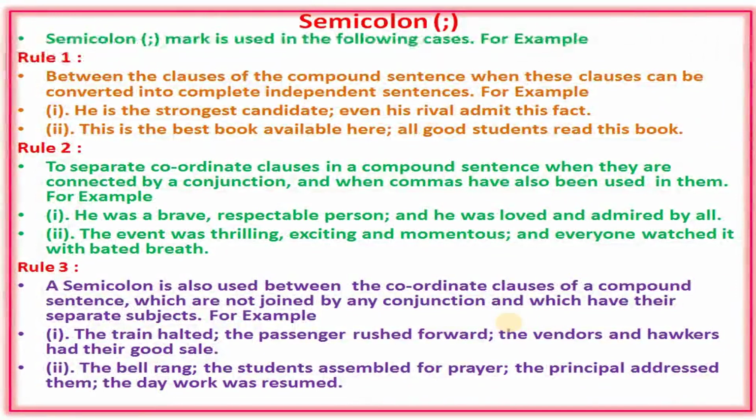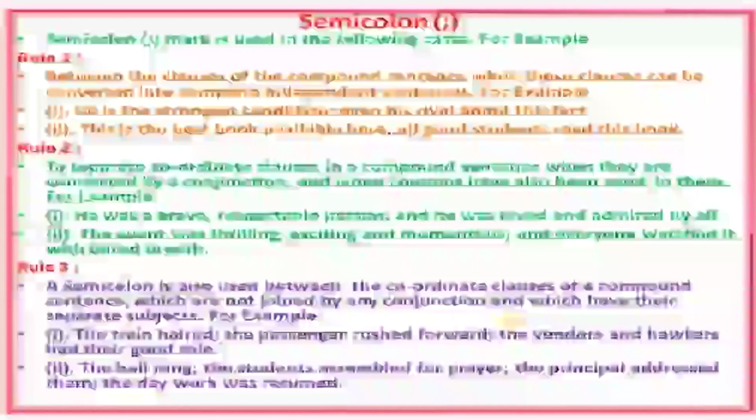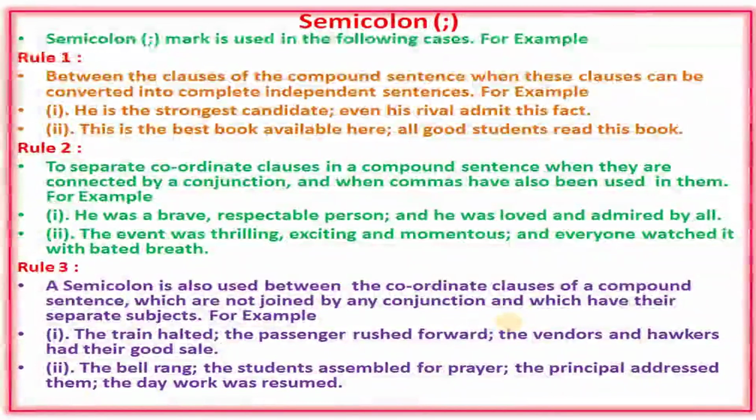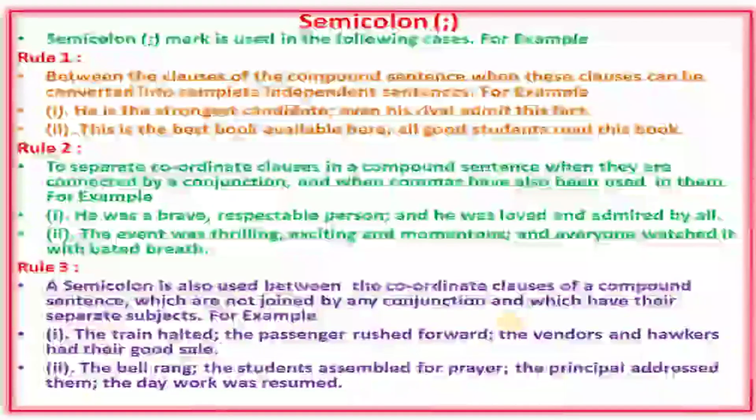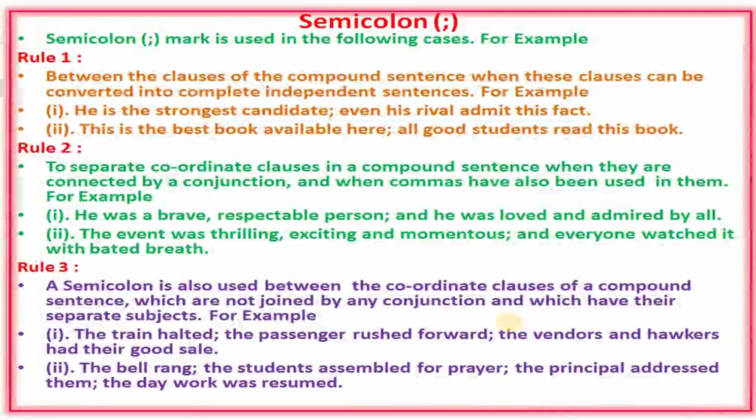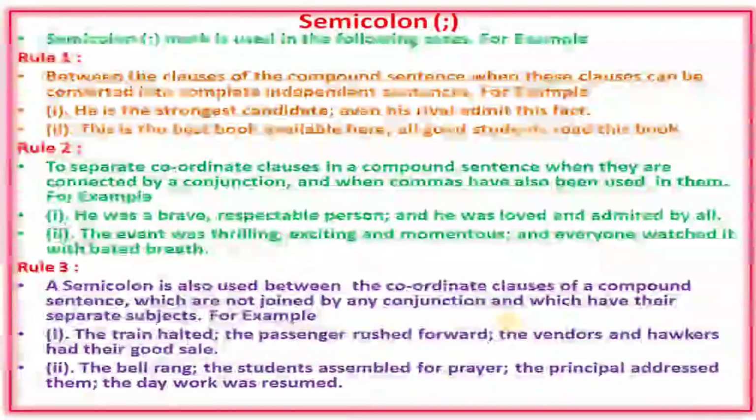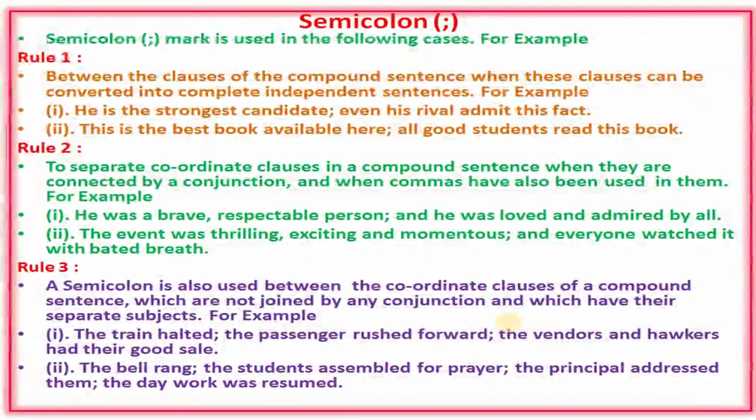Rule number 2. To separate coordinate clauses in a compound sentence when they are connected by a conjunction, and when commas have also been used in them, that time we can use the semicolon. For example, he was a brave, respectable person; and he was loved and admired by all. Second example, the event was thrilling, exciting and momentous; and everyone watched it with bated breath.